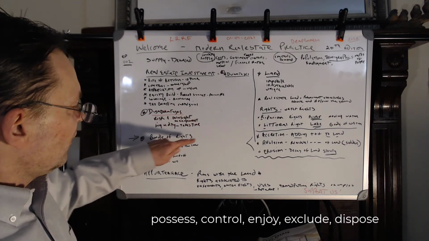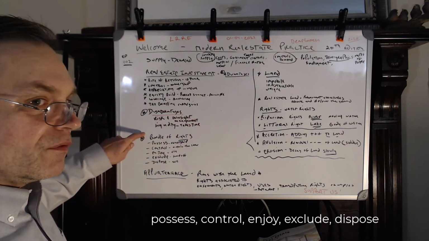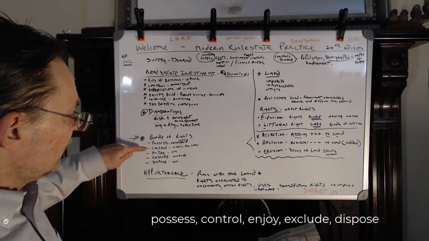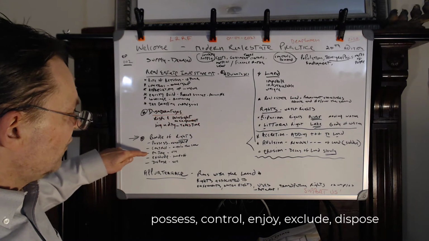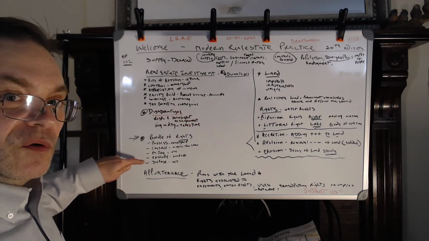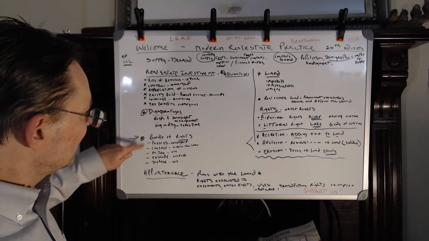So again, an important term to remember is bundle of rights: right to possess, right to control, right to enjoy, right to exclude, and right to dispose. Okay?